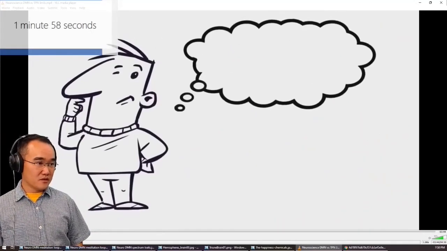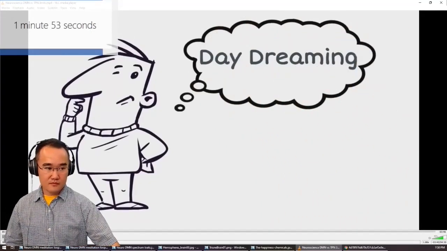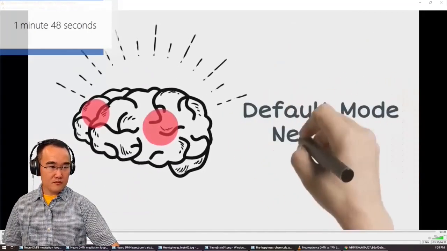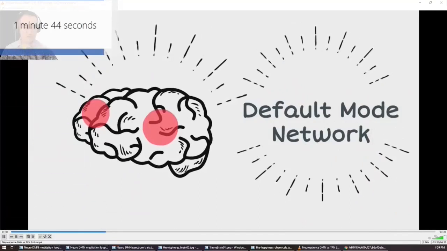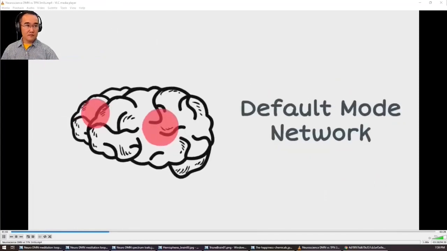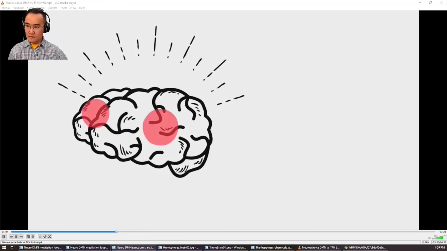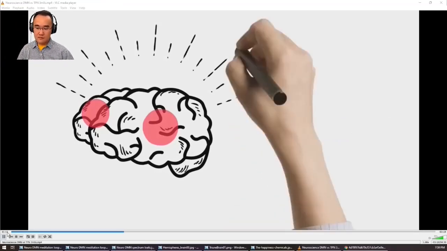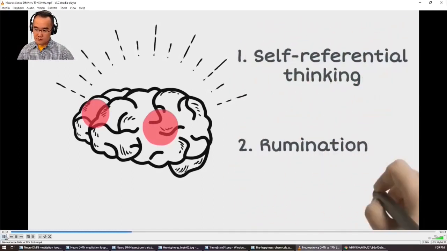Functional MRI studies of the brain show that when someone is daydreaming or just not doing anything, our brains show consistent activity in certain regions. Some studies suggest as much as 45% of our time is spent daydreaming. These areas together are called the default mode network, or DMN. The interesting thing about the default mode network is that it involves parts of the brain responsible for thinking about yourself and rumination.